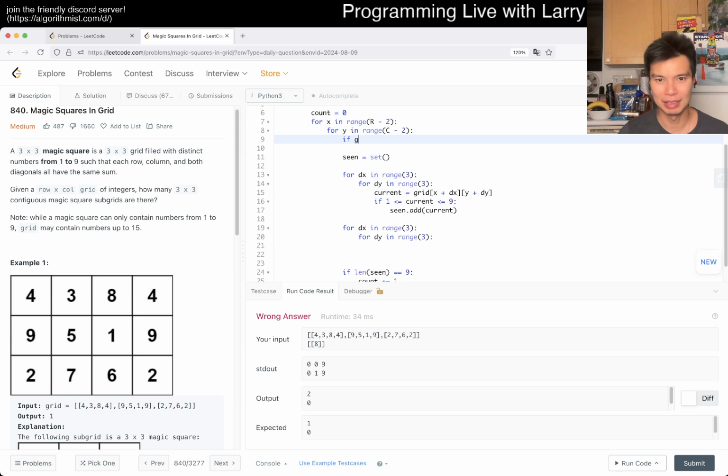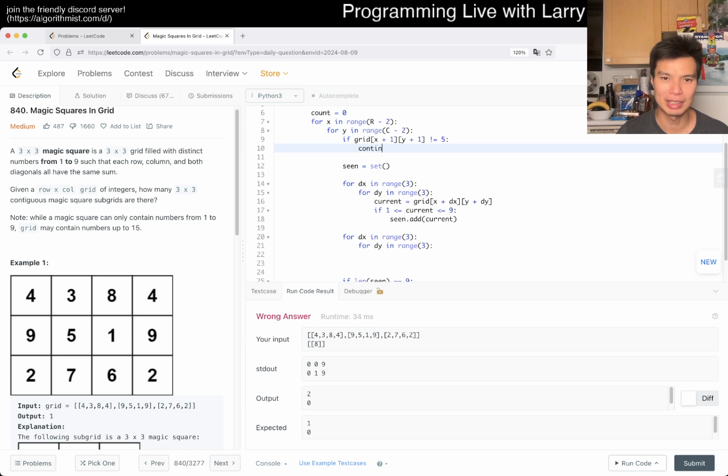Like if grid of x plus 1, y plus 1 is not equal to 5, then we continue, just because there's no way to do it, I think. Oh wait, no, yeah, 1 to 9. Okay, no, because I'm just trying to, because it could also go up to 15, so I was wondering is there a way so that they have to be the same but not? I don't know, right? Anyway, so then now we can do like for each row, right?